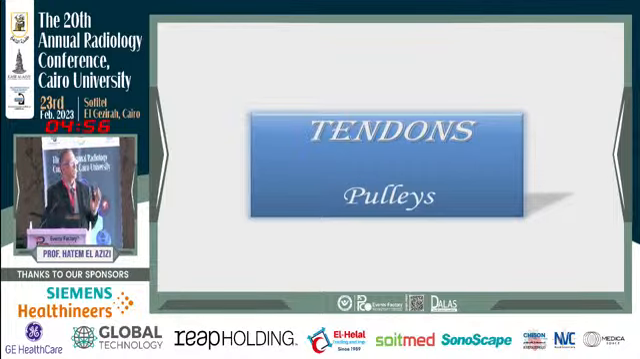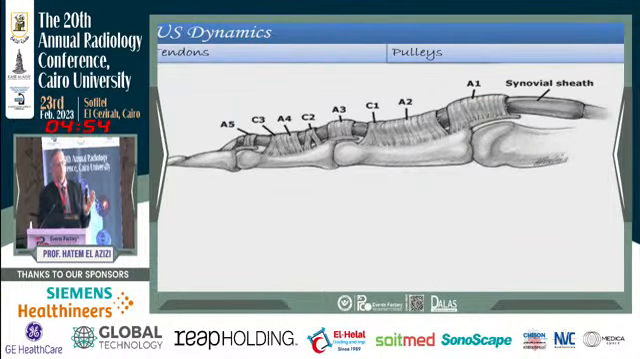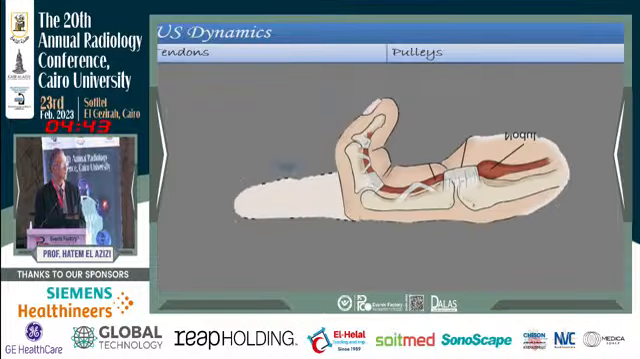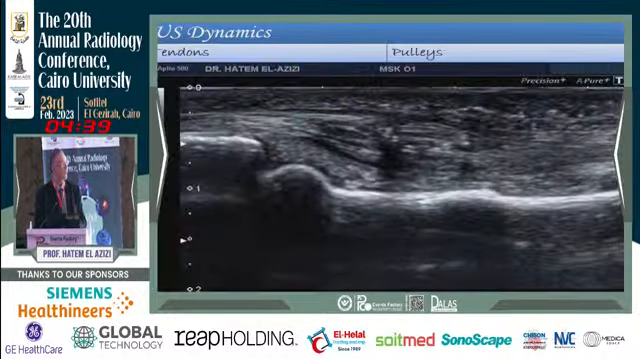Tendons, the pulleys. We have 5 pulleys. We can detect all 5 by ultrasound. If we have a problem either in the pulley itself or in the tendon, we can detect and differentiate both by dynamic ultrasound. Flexion and extension of the finger during the dynamic ultrasound study.